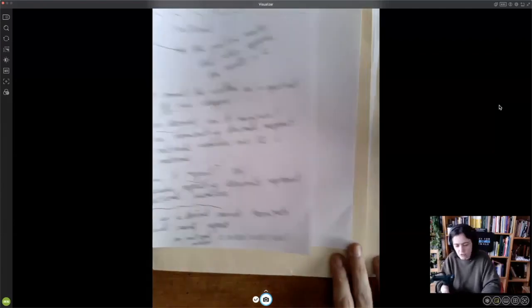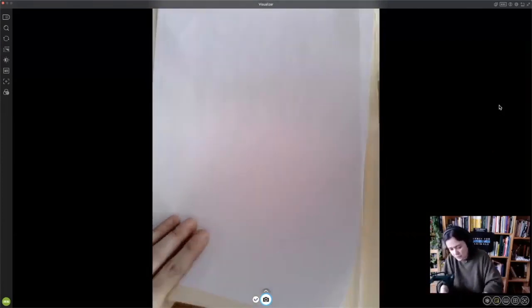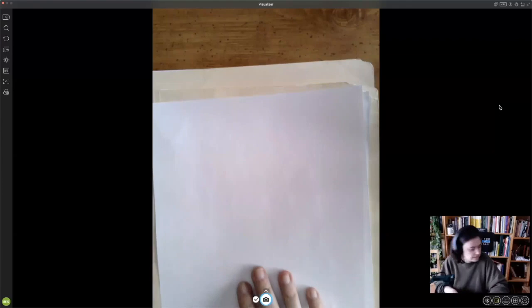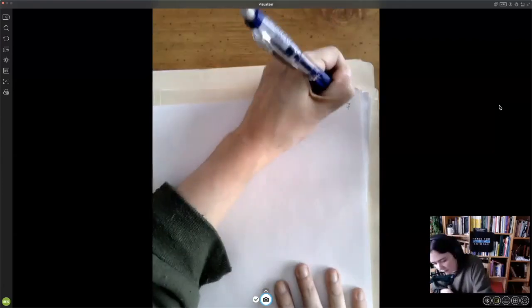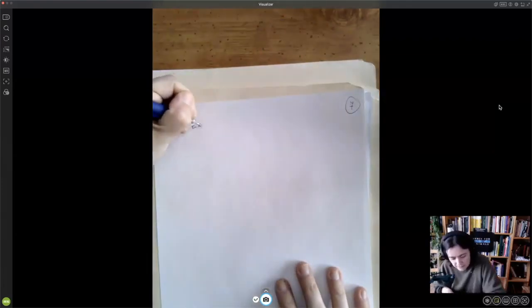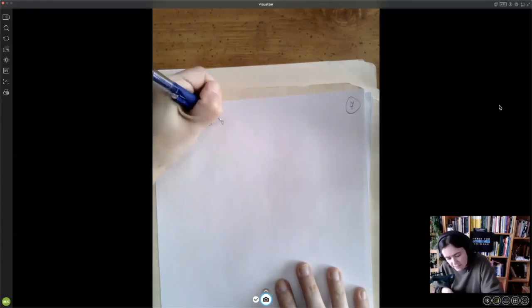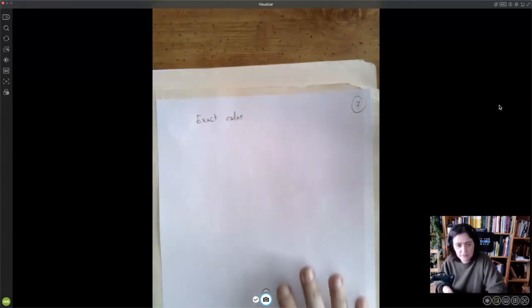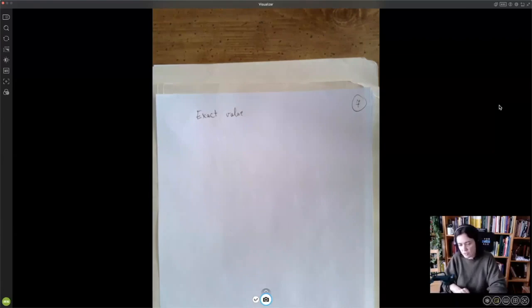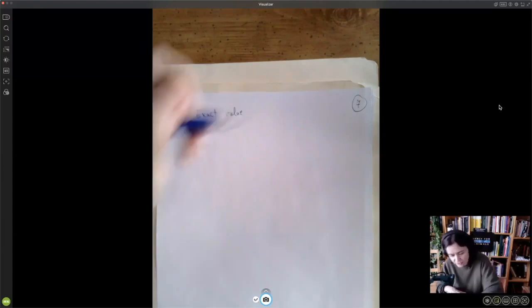And so in algebra, you will very often see the expression exact value. And you're going to see it in instructions of problems. You're going to see things like present your answer as exact value. Now, exact value is the opposite of an approximation.